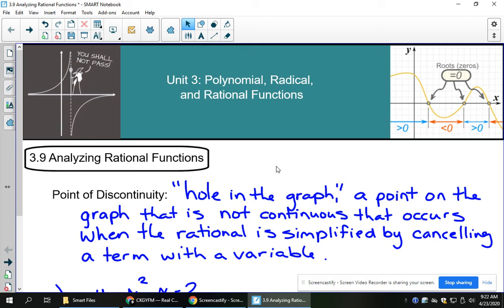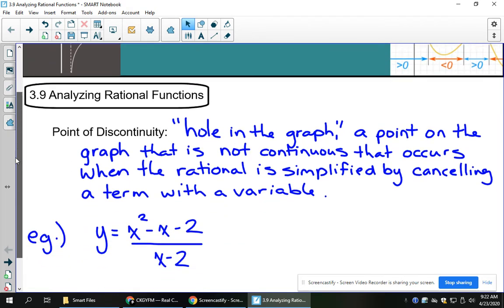But essentially, it's going to look exactly as it would on your calculator screen as any other rational would. But if you go to find the x value that's a point of discontinuity, you won't be able to find it. Your calculator will give you an error.